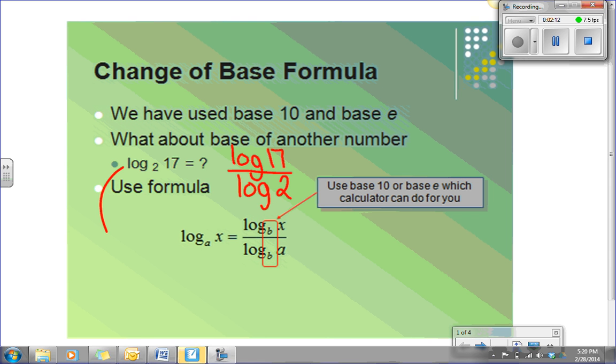We could use the same thing. We could use natural log, for example, just to show you what that looks like. So natural log of 17 over natural log of 2 is equal to log base 2 of 17. And you can test this on your calculator. So you could plug in log base 2 of 17, calculate it. You could plug in ln of 17 divided by ln of 2, calculate that, and you will get the same answer.